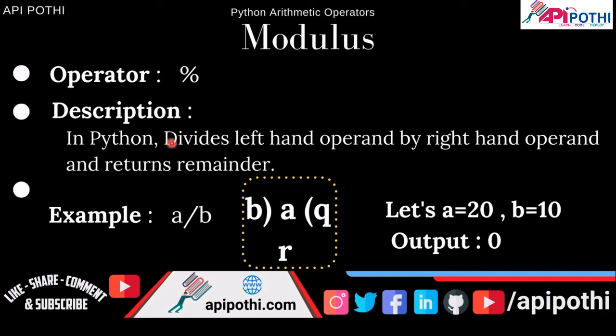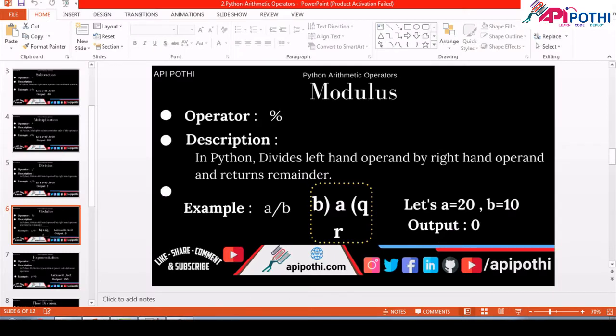Here it is saying for modulus, divide left hand operand by the right hand operand and returns the remainder. So this percent sign is basically giving you the remainder. If you divide A, which is 20, by B, which is 10, 10 into 2 is 20. So 2 times it will divide. So Q equal to 2, but R equal to 0 because it is perfectly divisible.